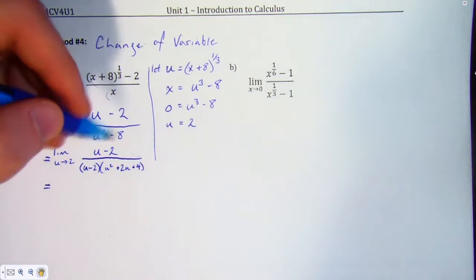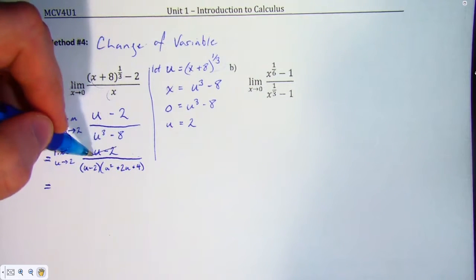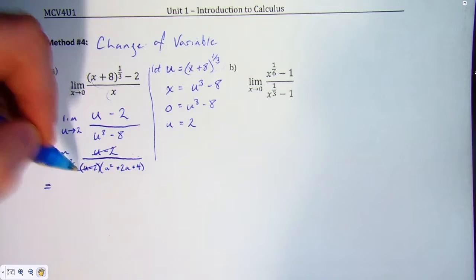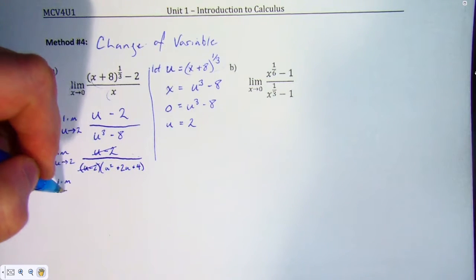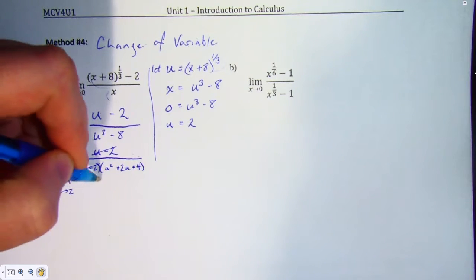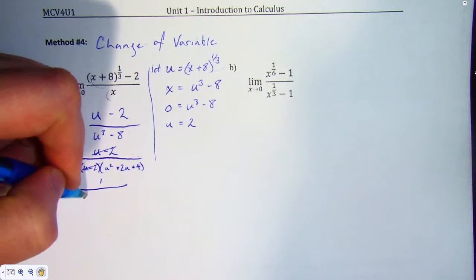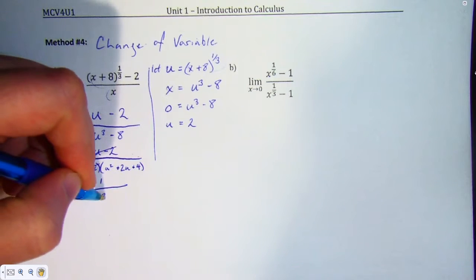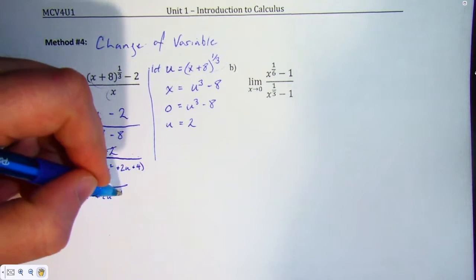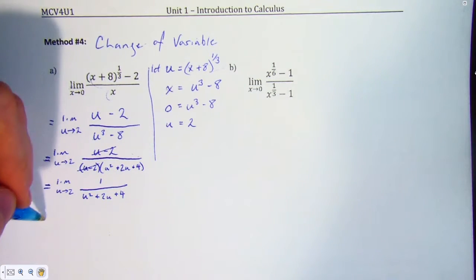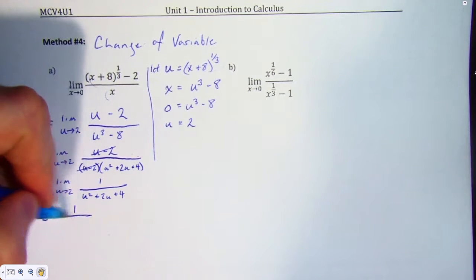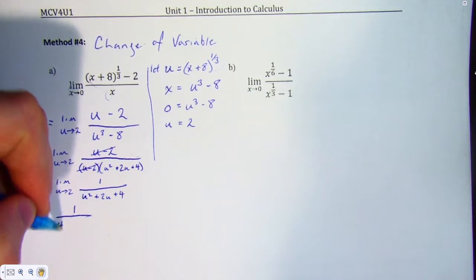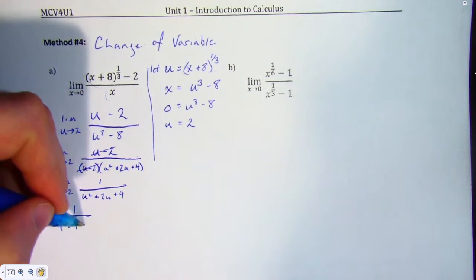Okay. But so now that we've done that, we've got a u minus 2 on the top, we've got a u minus 2 on the bottom. So we can cancel those out, and we're left with the limit of 1 over u squared plus 2u plus 4. And now there's nothing to prevent us from subbing in the 2. So we just have 4 plus 4 plus 4.